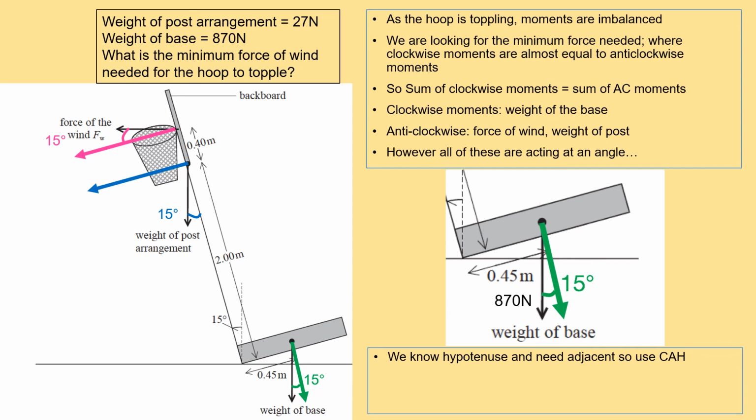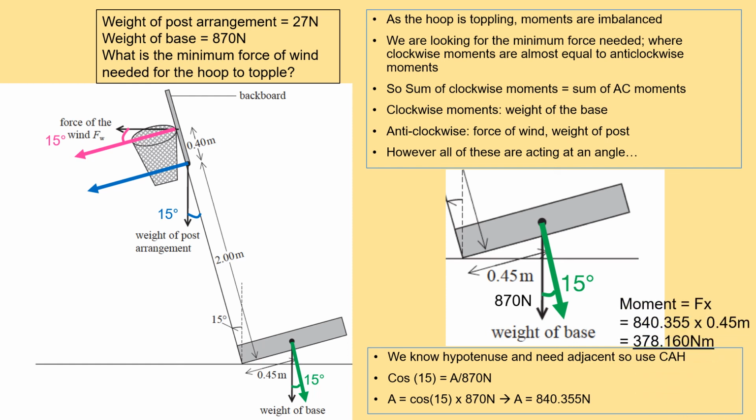We know what the hypotenuse of this triangle is. We need the adjacent, so we're going to use cos. So we have cos 15 is equal to our adjacent divided by 870 newtons. So the adjacent is equal to cos 15 times 870, which gives our force of 840.355 newtons. So our moment is 840.355 multiplied by 0.45 meters, and that gives a moment of 378.16 Newton meters. That is our moment in the clockwise direction.